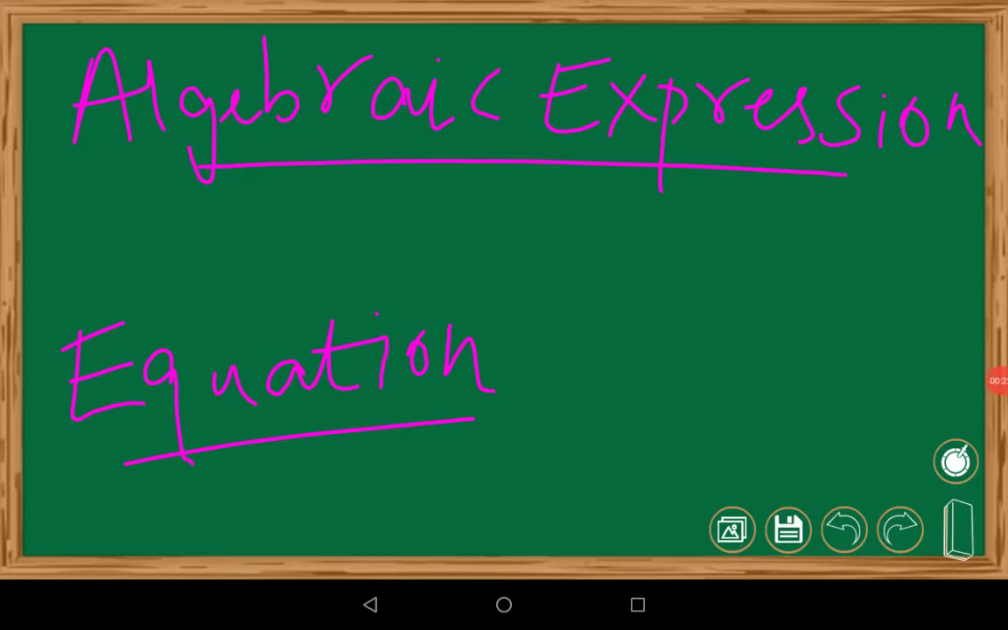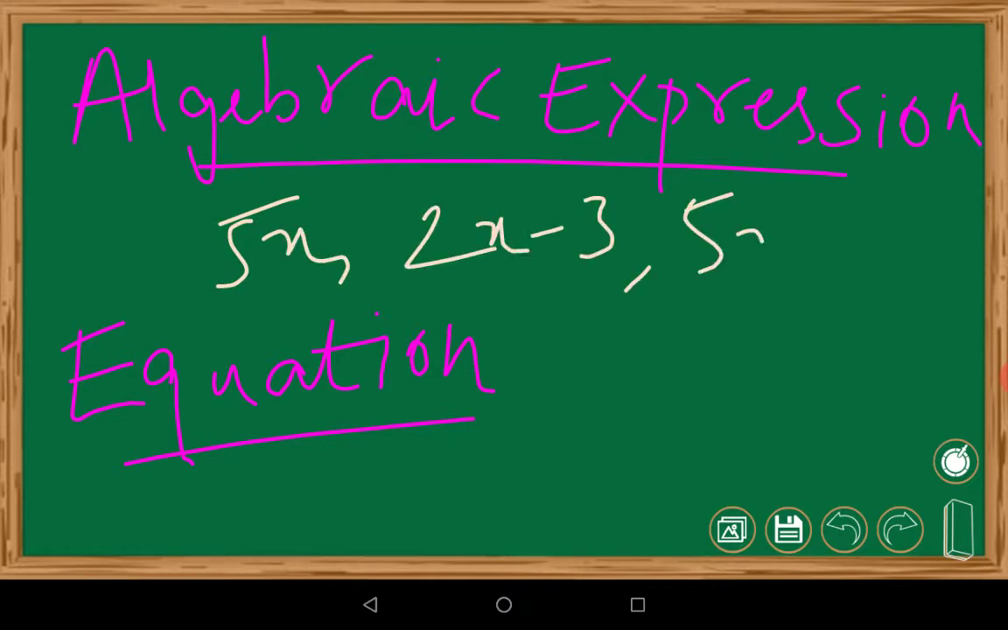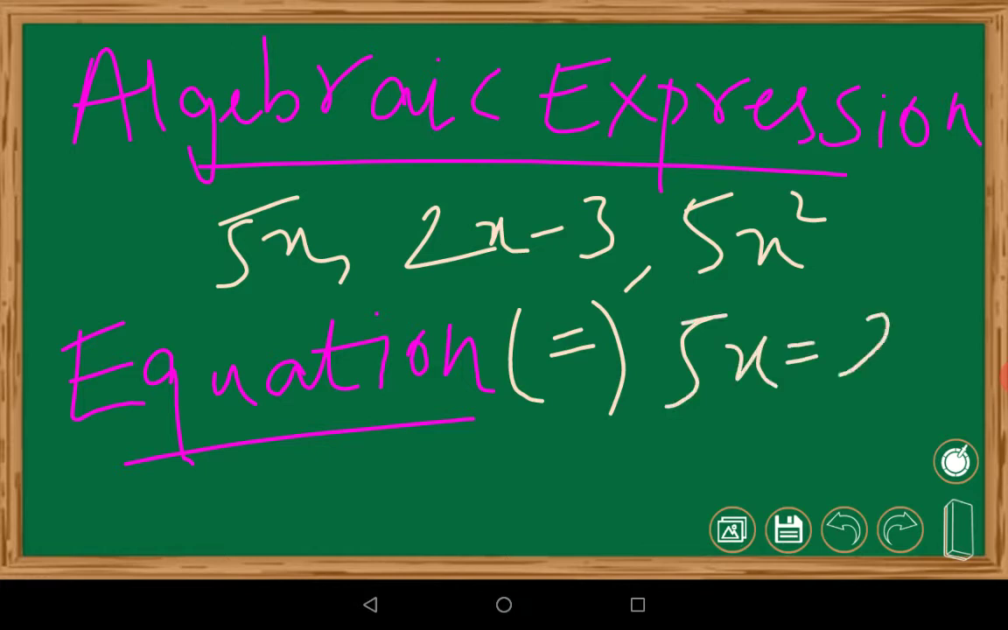Examples of algebraic expressions we studied were 5x, 2x minus 3, and 5x square, like that. And equation means the same, where an equals to sign is there. One example we can take is 5x equals 25. So we had to solve that: x equals 25 by 5, then we got 5. All this we studied in the previous classes. In this chapter we are going to learn something brief about this.